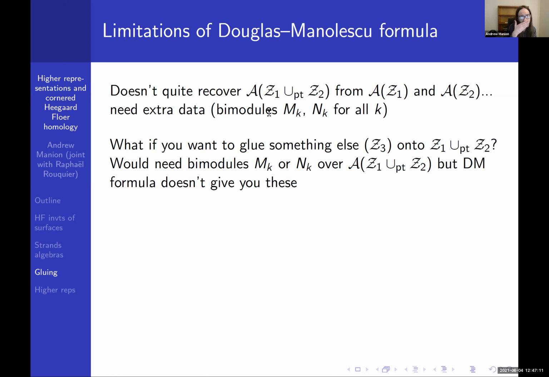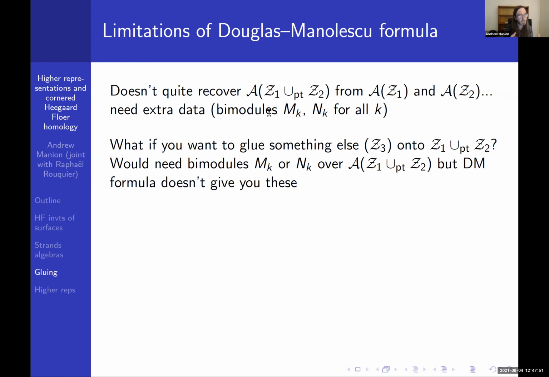And what this causes is another limitation: what if I then want to glue an extra diagram on top, another Z3 on top of Z1 union Z2? Geometrically, that seems very natural, but what you would need for that is then bimodules MK or NK for the glued thing. And that is found nowhere in Douglas Mendelewski's paper, for a conceptual reason: they don't think of it in terms of these Zarev arc diagrams. They're thinking of pointed match circles, cutting a circle in the middle. And only when you have this half of a circle with a half of a base point sticking off are you going to have these MK and NK bimodules.